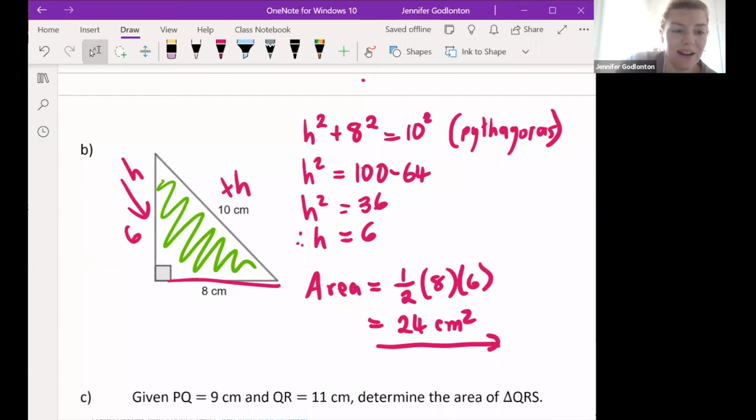How did I get from 6 to 36? So what we did here is we square rooted both of those to go from h squared to h, and then 36 square rooted to go to 6.